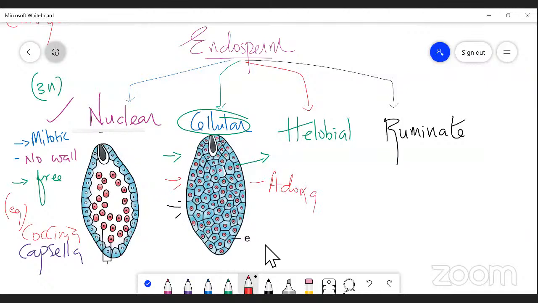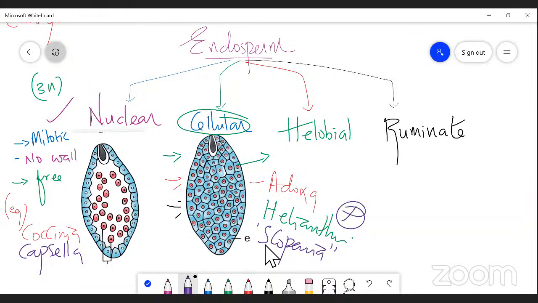Adoxa, then one more member, Helianthus, and one more, Scoparia. Helianthus, you know very well, is the binomial of sunflower, right? In the seeds of sunflower you can find a cellular endosperm. So this is about the cellular endosperm. Next, we pass on to helobial endosperm.